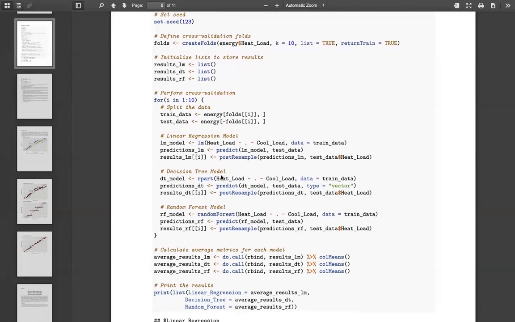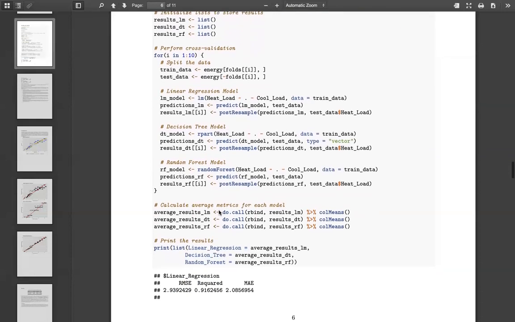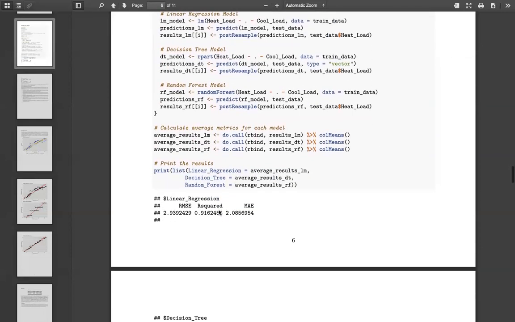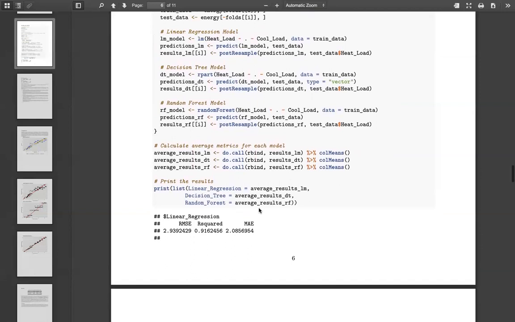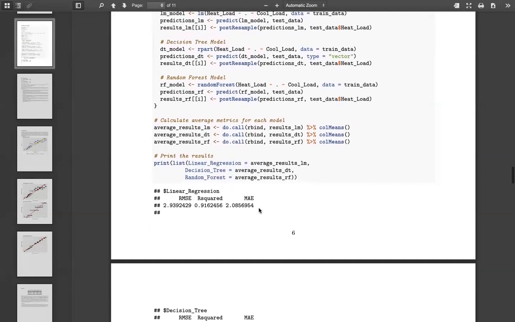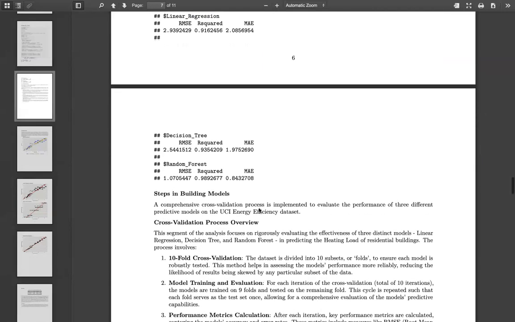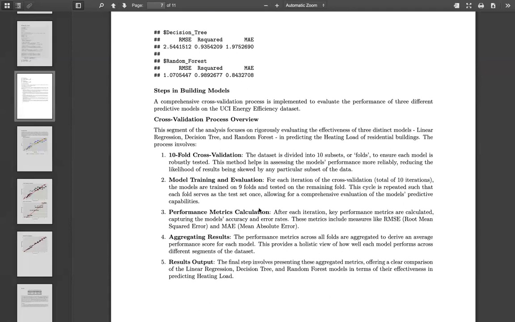Here is my decision tree model, and here's my random forest model. What I did was I tried to get these statistics, RMSE, R squared, and mean average error, to compare my models at the end. Here are the steps I used to build these models, if that helps.